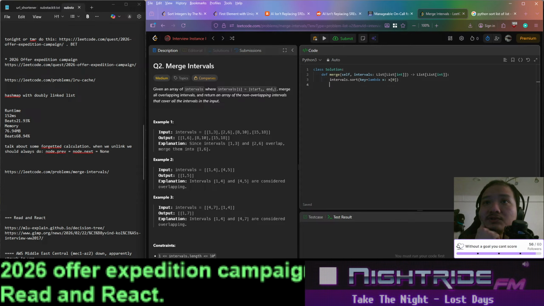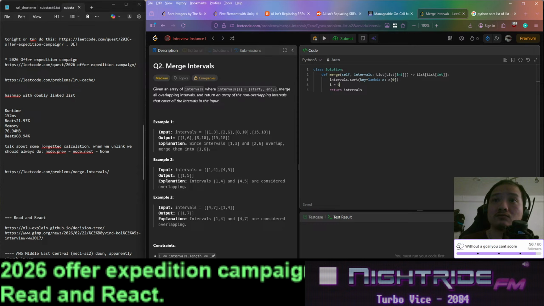So do we want to reuse the interval? I guess we could. So i equals 0, while i is less than length of interval minus 1, right? Because we compare two elements. So let's call them L and R: interval[i], interval[i plus 1]. Okay.